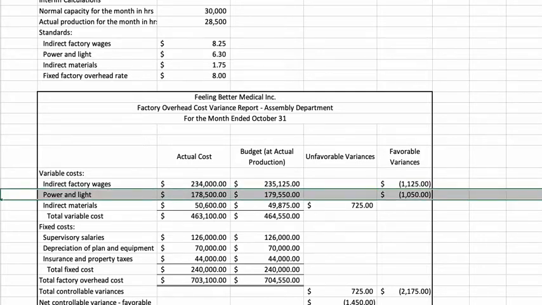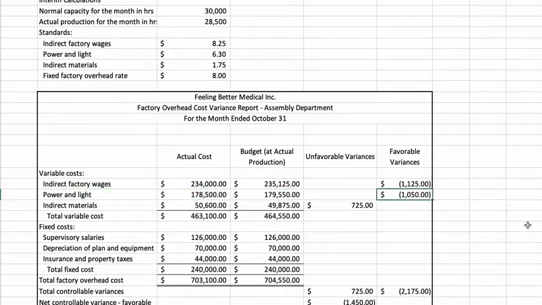This is actually one that we see often, especially in California. We could see this favorable variance because maybe we began changing out our light bulbs, and now we're using more energy efficient light bulbs, which translates into savings for our power and light. Maybe we decided that we weren't going to use our lights during the day because we have enough natural light coming in through the windows.